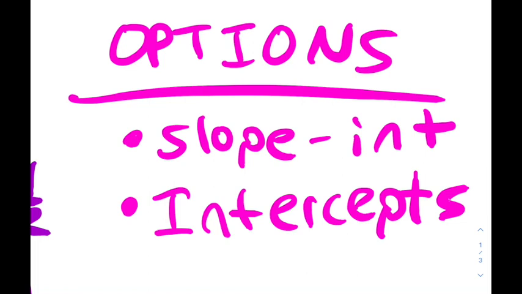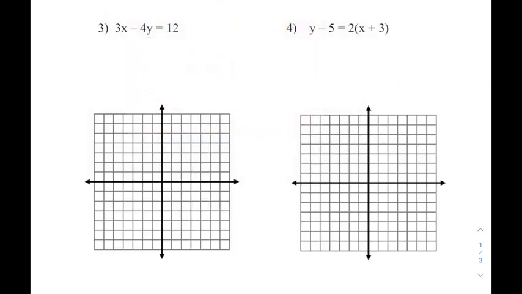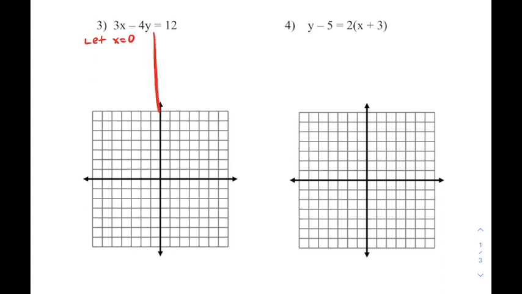We can put it into slope-intercept form, or we could find the intercepts. Let's do intercepts first this time. On the left, I'm going to let x equal 0, which means I have -4y equals 12. And by dividing both sides by -4, I get y equals -3, and that's the y-intercept.